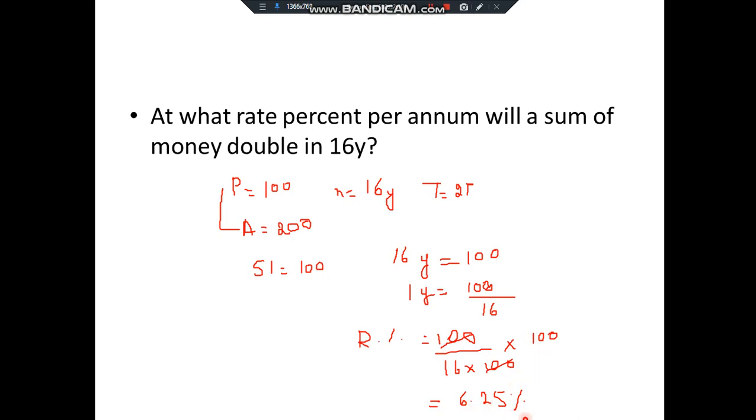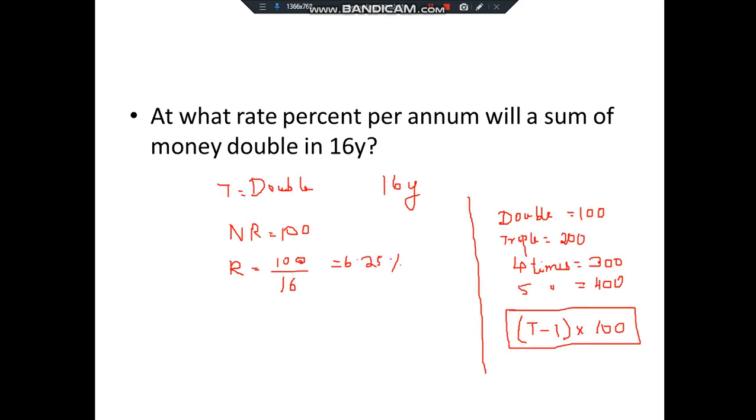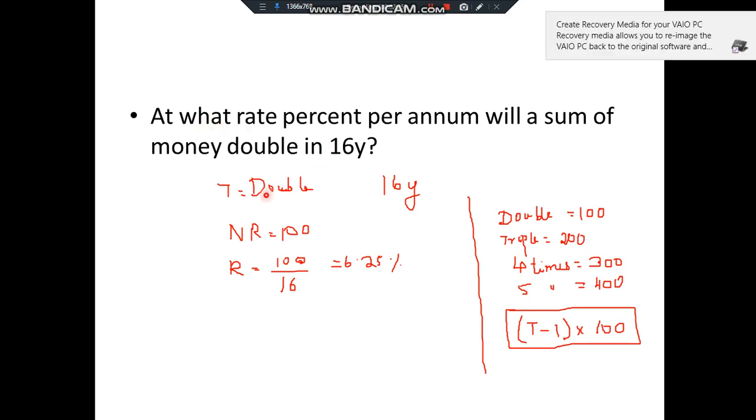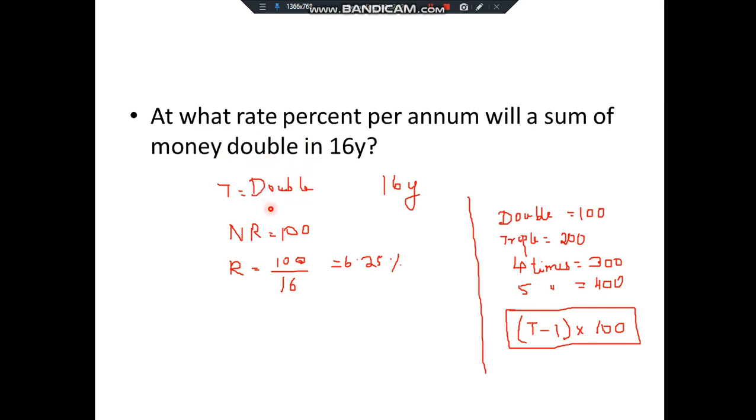I hope you understood. Otherwise you can use the formula also. It is better to understand this concept because it is quite easy compared to the formula. Now the same question, we are going to see the shortcut. What all is given? T is equal to double. I have written T, which is nothing but the times. So they have given us the times as double and the years as 16 years.